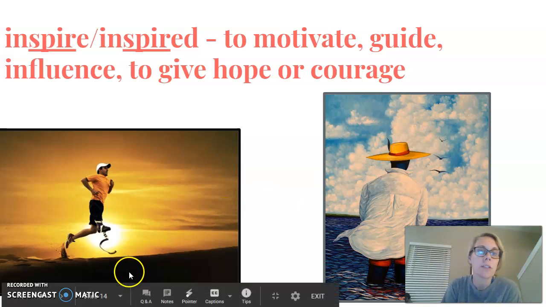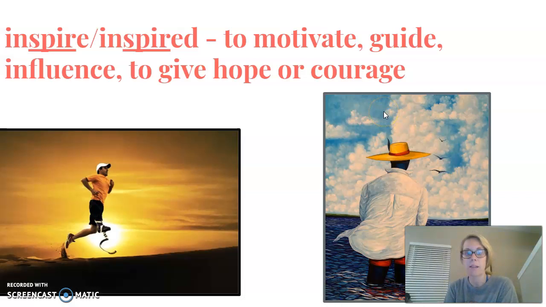So in this picture, there is a man who is missing a leg, but he is running. That's inspiring. Over here, there is a painting by a Charleston artist. It is so beautiful and inspiring when I look at it.